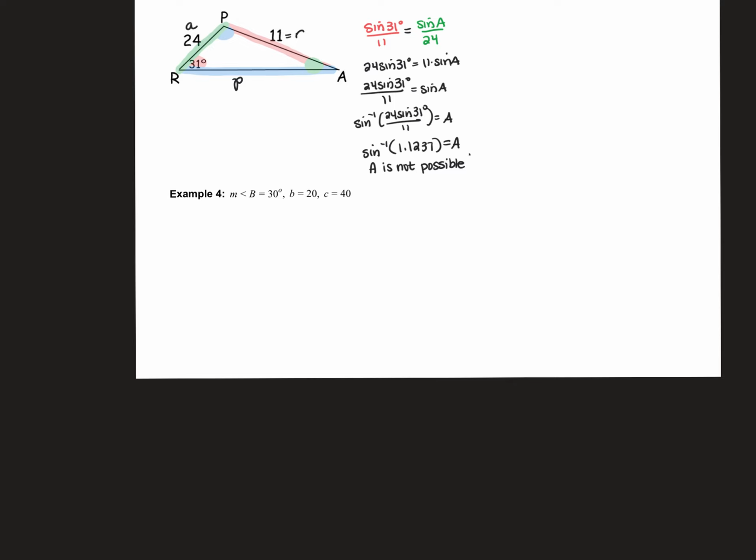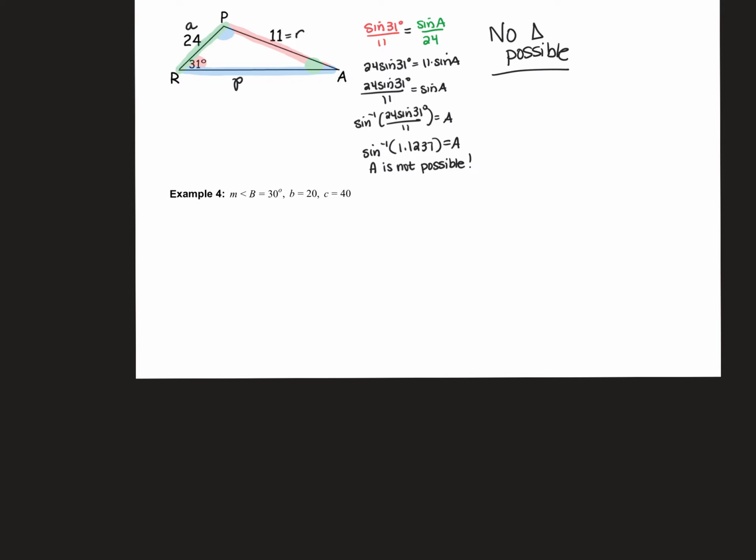Now, remembering that this is an ambiguous case because our angle is not included between the two sides we know, and 11, which is across from the angle we're given, is the smaller of the two sides. So this is an ambiguous case. It is possible that we could have no triangles. So because A is not possible, we would just say there's no triangle possible here.